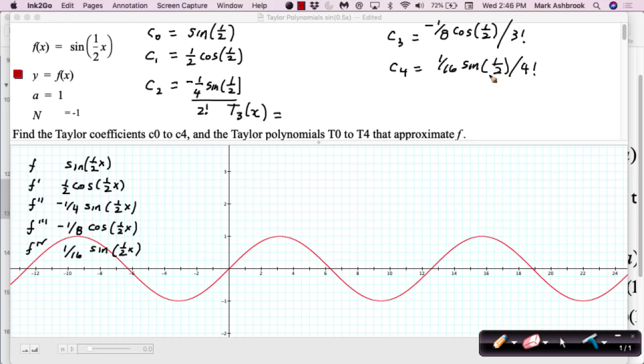And it's just 1/2. Why? Because our center is 1. So we're plugging 1 in for the x value, right? f of a, f prime of a, f double prime of a. That means evaluate at a. Plug the a in. Okay, so then what is T3? What is the third degree polynomial then?